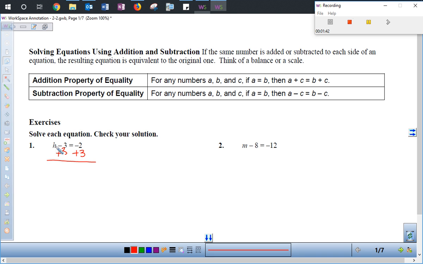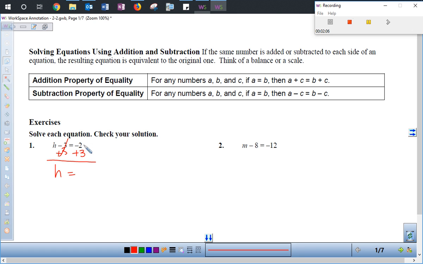So first of all, I have h minus 3, and then I'm adding 3 to that side. So negative 3 plus 3. If you need, you can get out your calculator and try that out. But hopefully you understand that minus 3 plus 3 cancels out to leave me with 0. So that means that I'm just left with h on the left side. Then I'm going to bring down my equal sign.